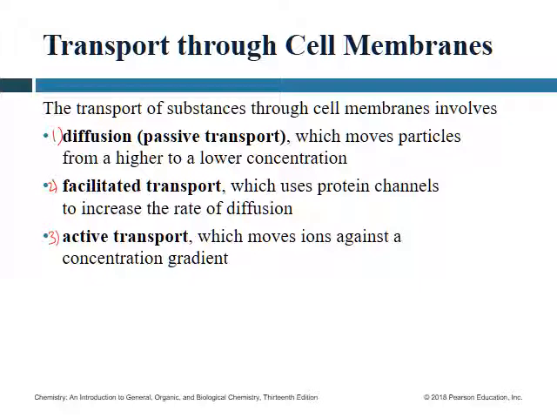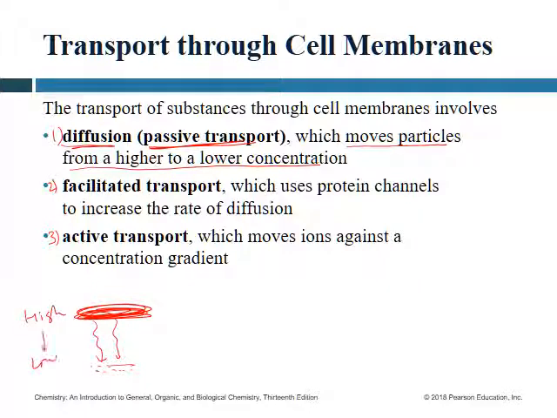So what is the diffusion way of transport, which we also call passive transport? Passive transport means moving the particle or substance from higher to lower concentration. So this is just diffusion. For example, if you have a high concentration of a molecule on the top, and less concentration of the same molecule on the bottom, then by diffusion the molecule goes from high concentration to low concentration, right? This is simple diffusion.